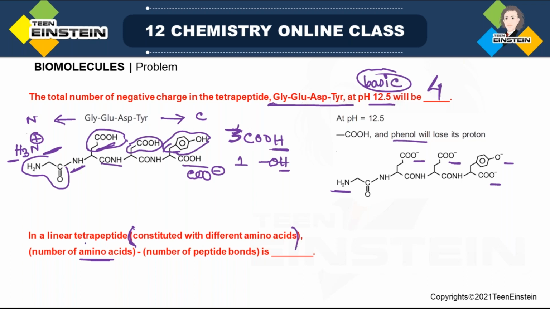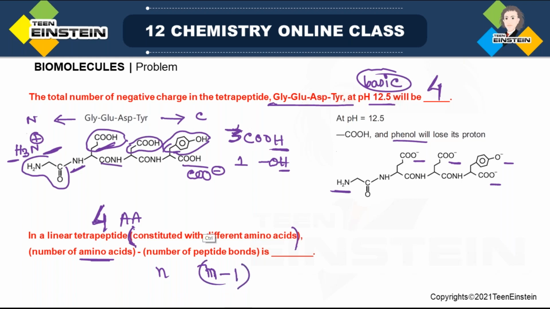When it is a tetrapeptide, obviously it means a total of 4 amino acids will be there. I am writing amino acid in short like this, AA. And when there are 4 amino acids, obviously the peptide bonds will be 1 less. So if there are n amino acids, there will always be n minus 1 peptide bonds.